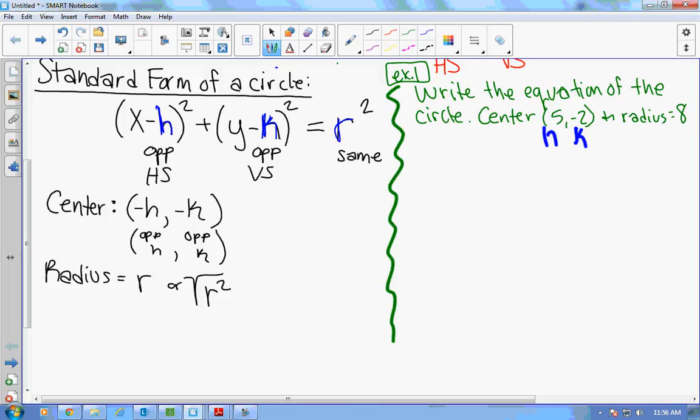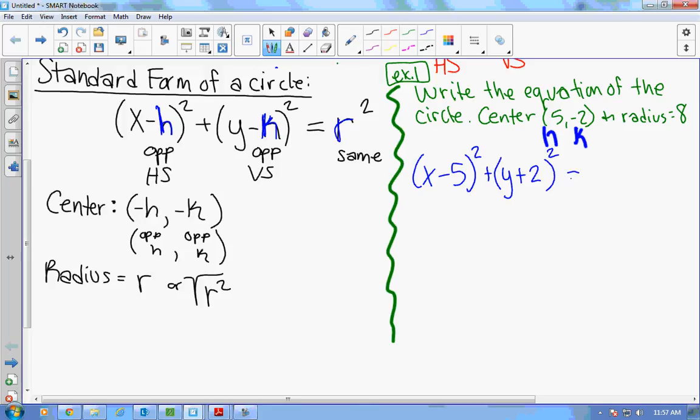and the R. So our equation would be X minus, because we do opposite, if H is 5, our equation would be opposite, so let's say -5 squared. That shows you the horizontal shift along the x-axis. Plus, let's do the vertical shift for the y-axis. If it says -2, this is a y, so make sure you do a y. If it says -2 for the center, we think opposite and we write +2. Make sure that's squared.